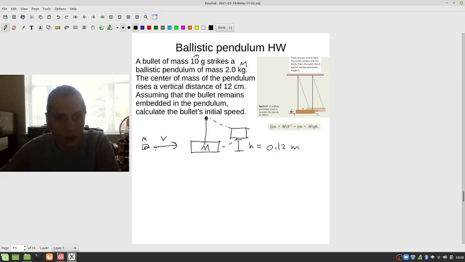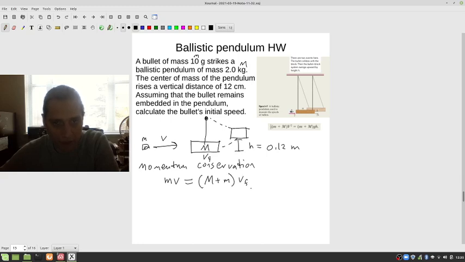Okay, so for the first part of the problem, we're going to use momentum conservation. And let's call this V final. You would have little mv at the beginning, only the bullet has momentum, and then as soon as the bullet and the block merge, they have a final momentum that's going to be big M plus little m times V final.